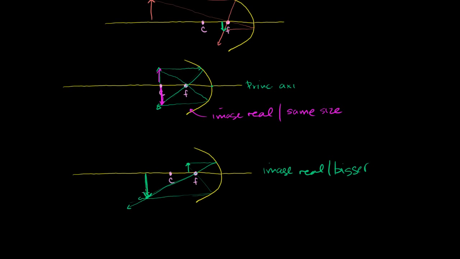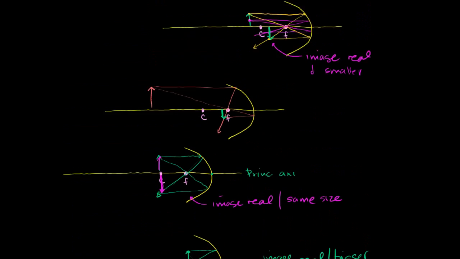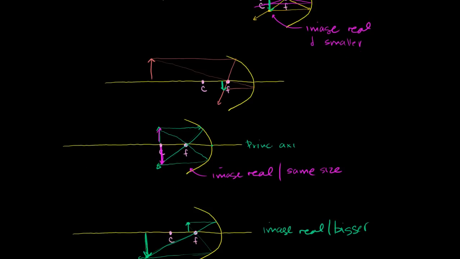And you could imagine if this was the object right here, then this would be the image over here if you just traced the lines backwards. So there's kind of a symmetry here between this example and the first one we did up here. Now let's just do a couple more.